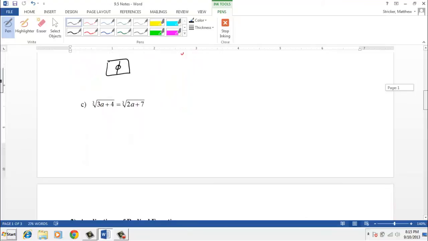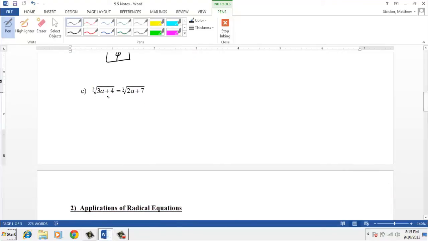If we move on to the third one, notice we already have one of our radicals isolated, so we don't need to do any isolating. However, that brings us to step 2, where we need to get rid of the radical. In this case, we have a cube root. So how do we get rid of a cube root? We don't square it. We cube it. So we cube the left side, we cube the right side, and when we cube the left side, the cube gets rid of the cube root, leaving us 3a plus 4. And then on the right hand side we have 2a plus 7.